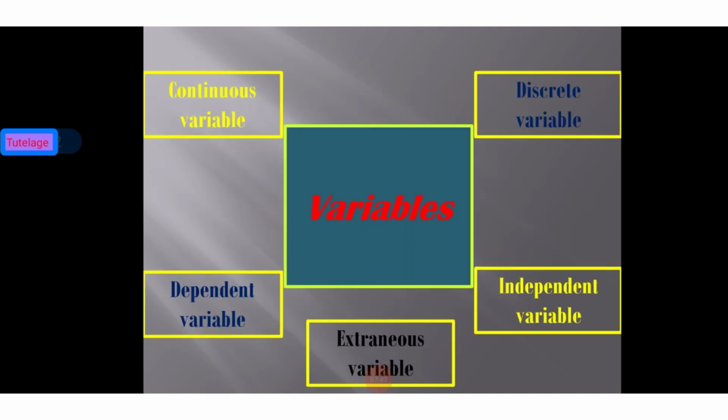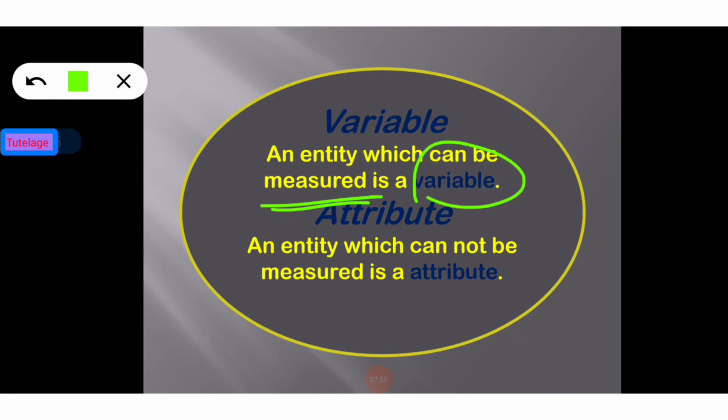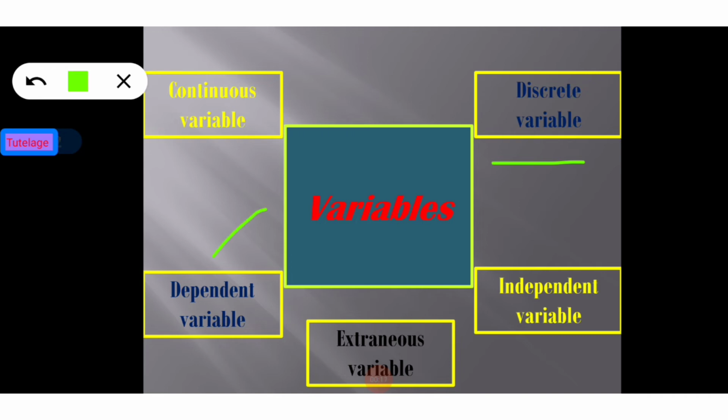So here we can see the different types of variable, and we have already told variables basically can be measured. Any entity which can be measured, which is measurable, is known as a variable. So here we can see different types of variables. The first one is continuous variables, second one is discrete, third one is dependent, fourth one is extraneous, and last one is the independent variable. So let us explain all types of variable. Now move on to the next slide.